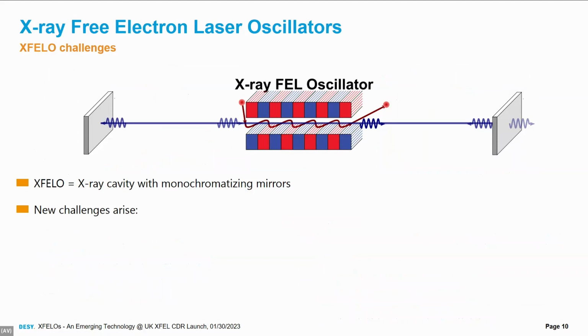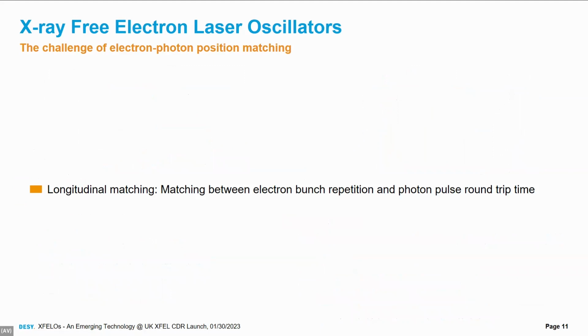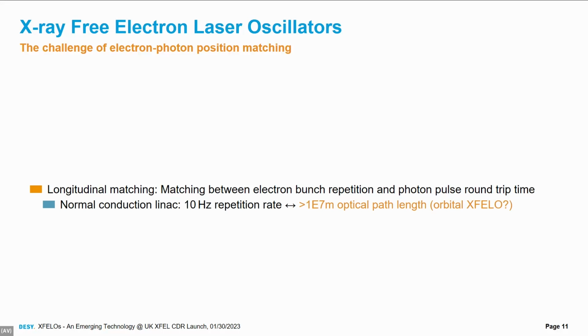Obviously, beyond our source, new challenges arise. I mean, it's also a reason why this has not yet been built. The first most prominent one is the matching. You have to match the electron bunches with the photons. First, in the longitudinal domain, so in the time domain, you have to match the electron bunch repetition rate with the photon pulse round trip time. Now, looking at a normal conducting LINAC, just as an example, take a 10 hertz repetition rate, you would have 10 to the power of 7 optical path lengths. So maybe we can construct an orbital XFELO, but I don't think that's very realistic.